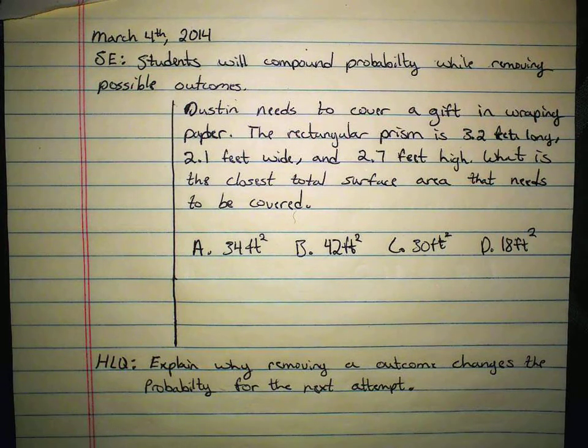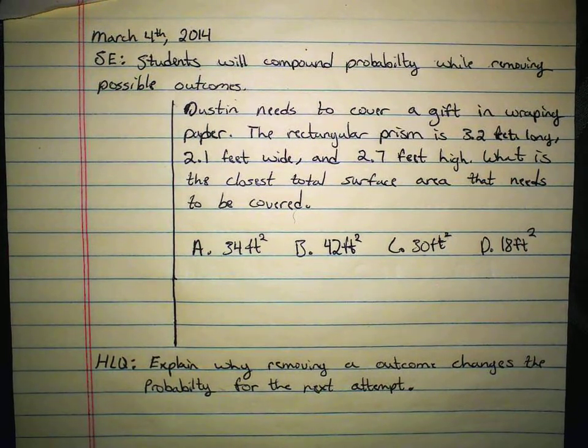Alright, so I've got March 4th, 2014. This will be the Tuesday night's lesson. Students will compound probability while removing possible outcomes. That means you're going to draw, but you're not going to put back what you've drawn, and then you're going to draw again.